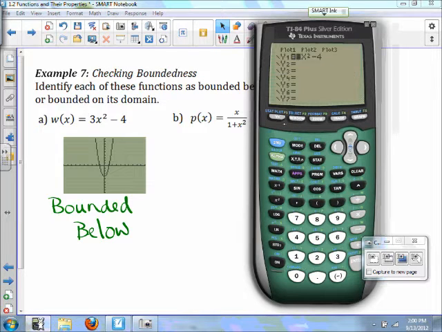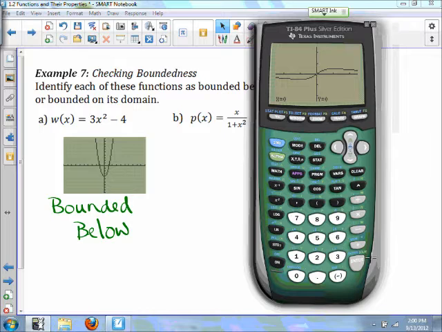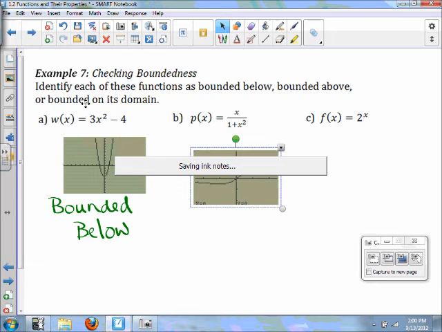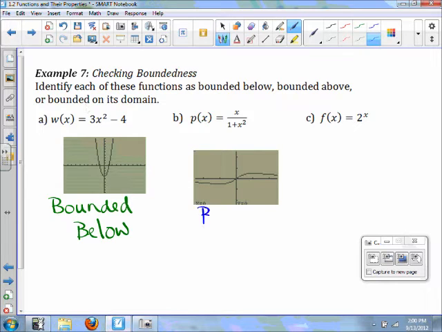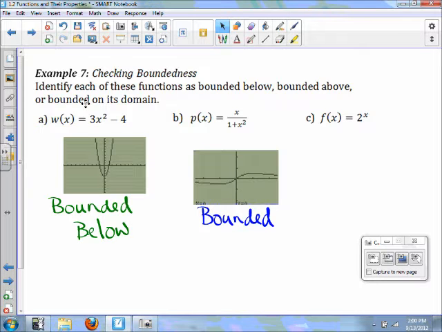Now you look at B. In this case here, I'm going to zoom in once just to get a better look at it. You can see it's not going to go up forever. It's not going to go down forever. So this one will be considered bounded because it's bounded above and bounded below.